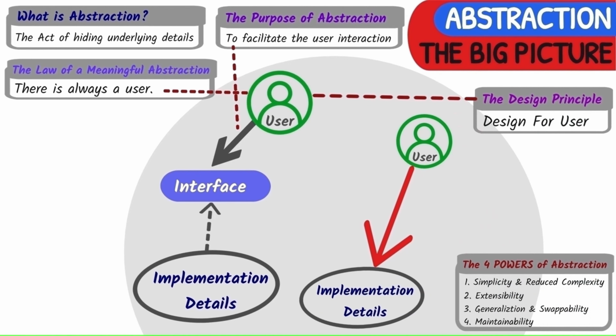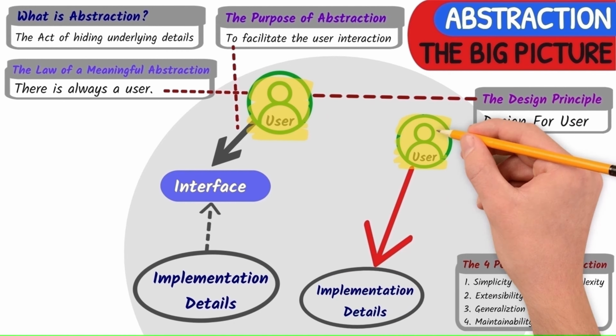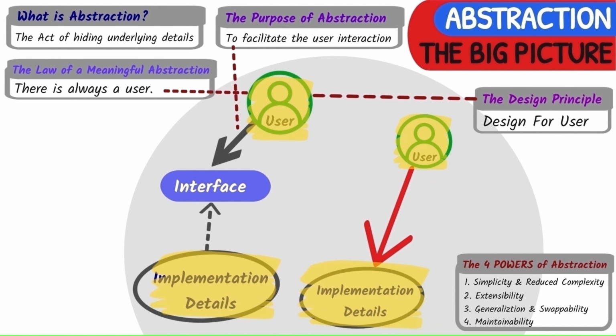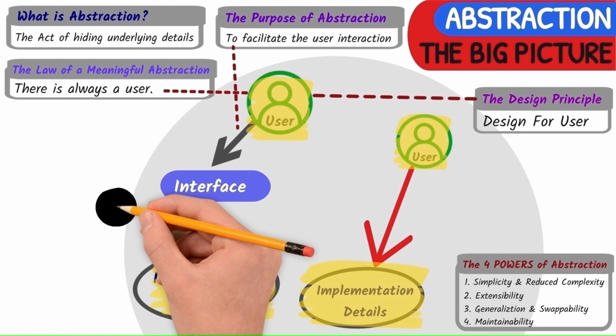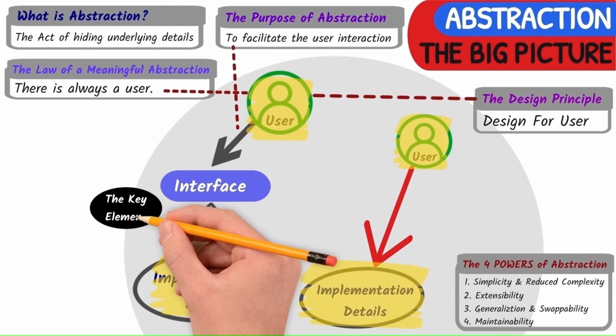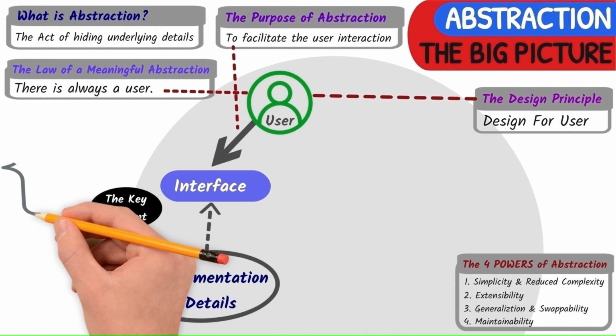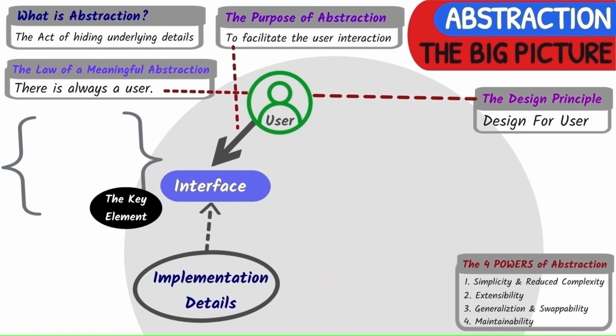If you look at the comparison between abstraction and no abstraction one more time, you will notice something important. The user is there in both cases. The implementation details are also present in both. What truly makes the difference is the interface. That's why we can call the interface the key element in abstraction. Now let's take a closer look at the different shades of this key element first.